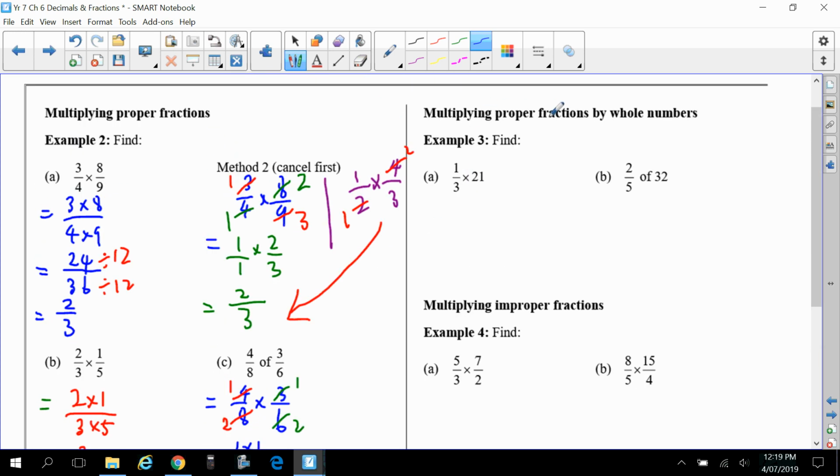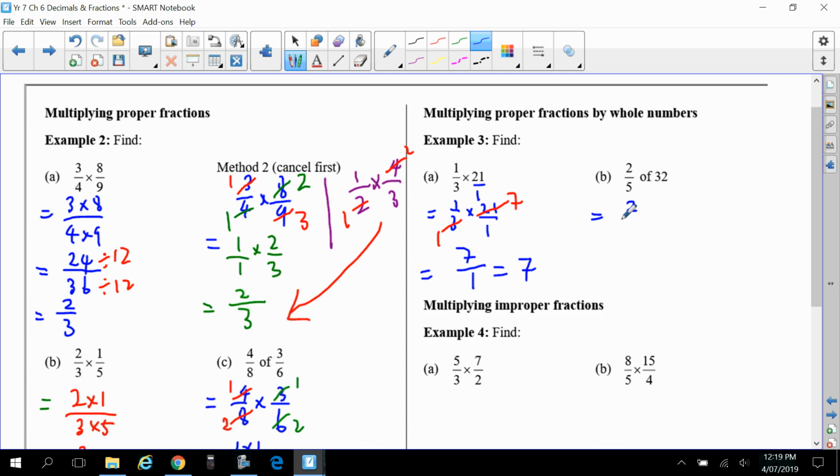Okay, how do you multiply a proper fraction by whole numbers? To do this, you do the same thing. You just write the whole number over 1 and see if you can simplify. In this case, you can. Divide 3 by 3, you get 1. Divide 21 by 3, you get 7. And in that case, you multiply the remaining numbers. 1 times 7 is 7. 1 times 1 is 1. Therefore, it's 7. Okay. Any question?